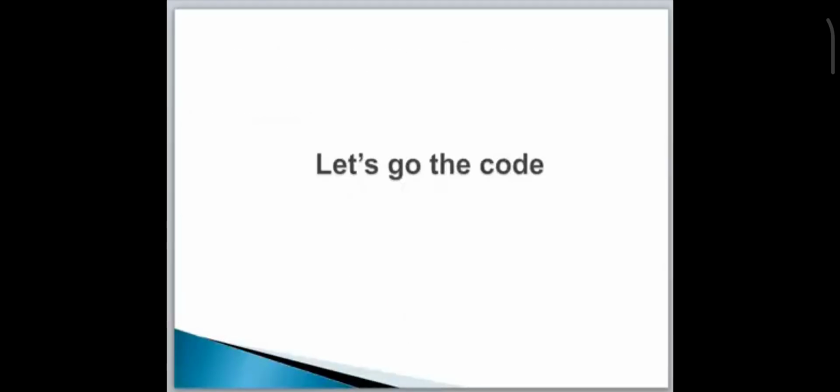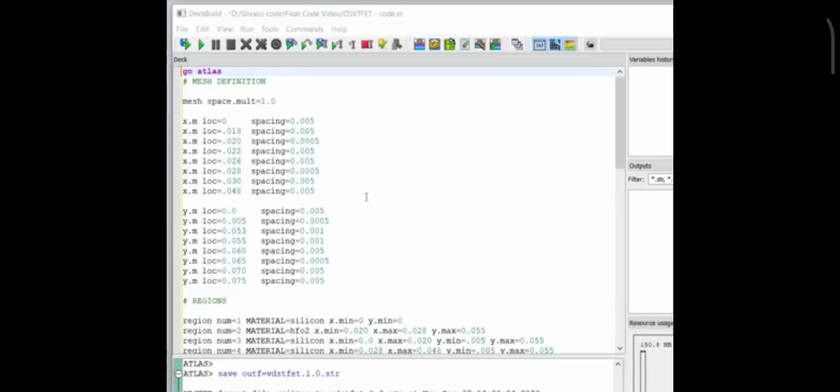Let's move to the code. This is the code of the dual source vertical TFET. Starting from go atlas. Next is the mesh definition. Mesh space multiple is equal to 1.0. This is a multiplying factor.